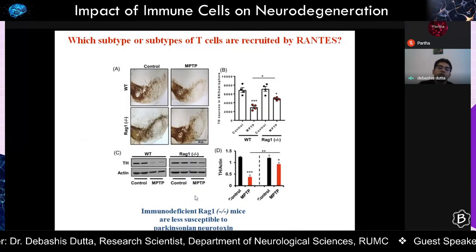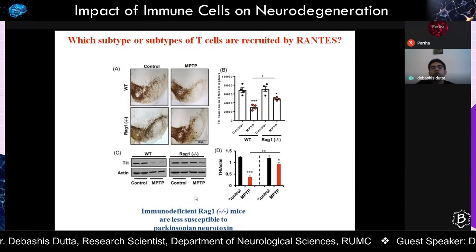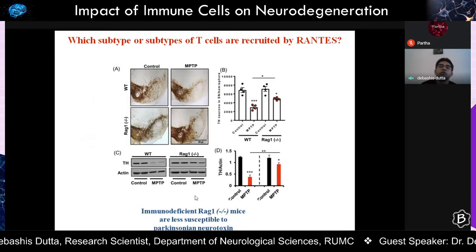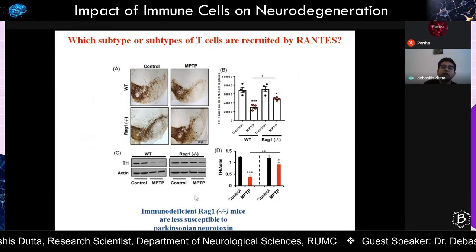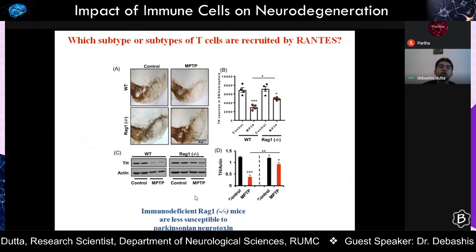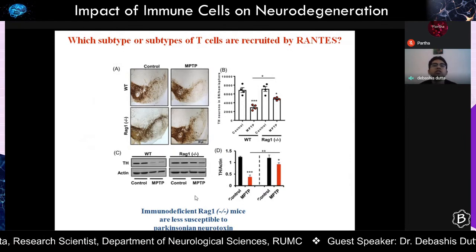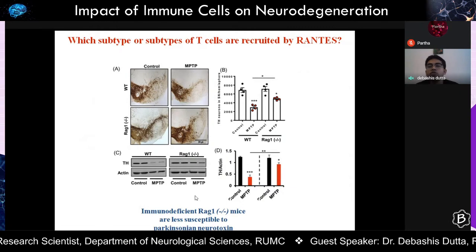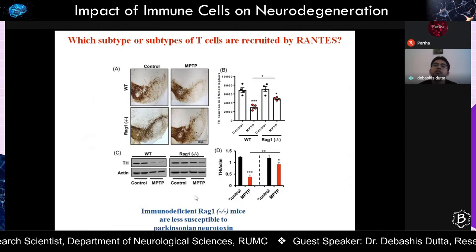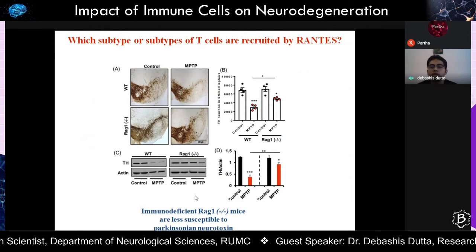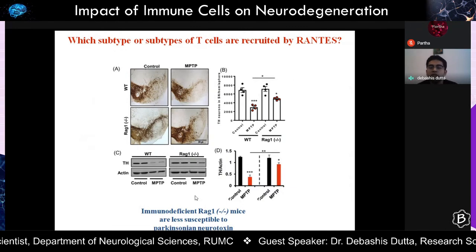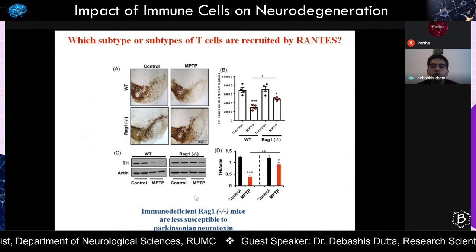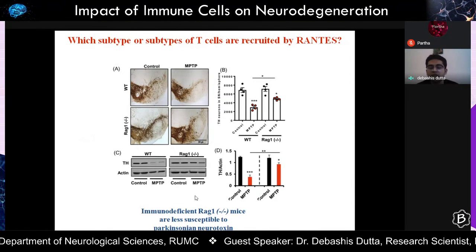Now, up to this point, we are sure that chemokines like RANTES or eotaxin can recruit the T cells from the outside into the brain. But we were not sure which particular type of cells are actually brought into the brain. Is it Th1, Th17, or a mixture of both, or what kind of T cells are getting within the brain?